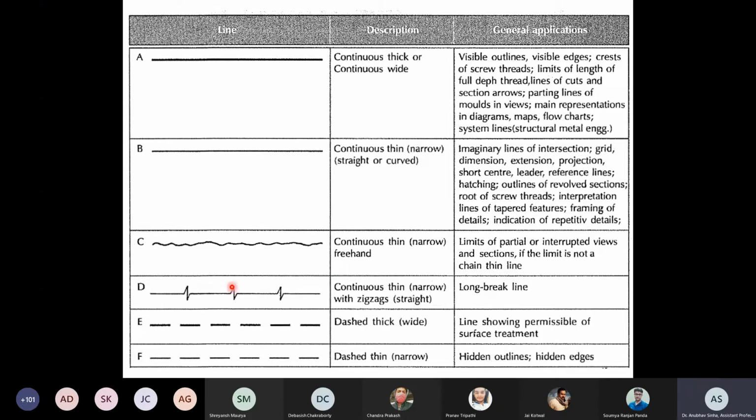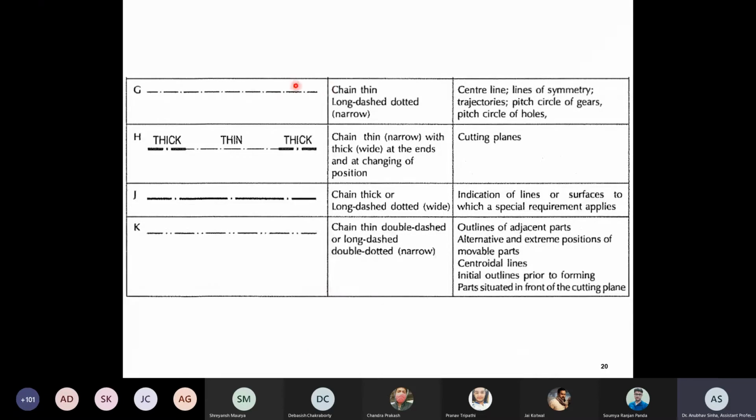And if you have a long part, you break it into two. You can show that with continuous zigzag lines, or if there is some surface treatment, though till sheet 5 in my portion I don't think we have that, but generally you can show it with this line, or hidden lines, hidden edges by a dashed line. So solid, dashed, and we have the chain line, long dash narrow. These are used for center lines, line of symmetry.